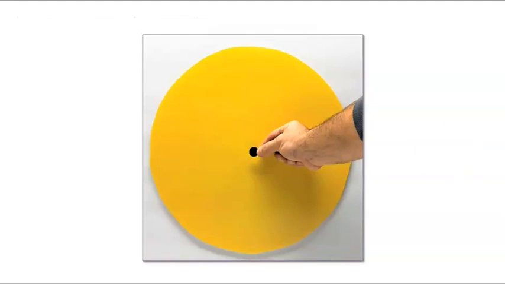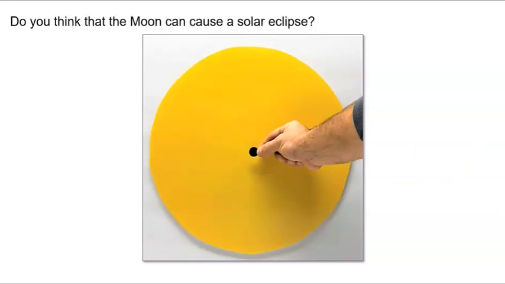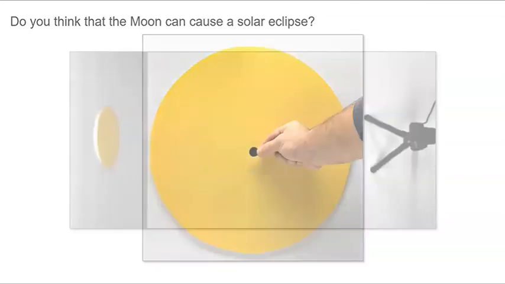If the moon is so much smaller than the sun, do you think the moon can cause a solar eclipse? Maybe you are not sure. When we look in the sky, the moon looks like it is big enough to cover the sun. But in this model, the moon cutout looks too small to block the whole sun. Let's investigate to find out whether the moon can block the whole sun and cause a solar eclipse.